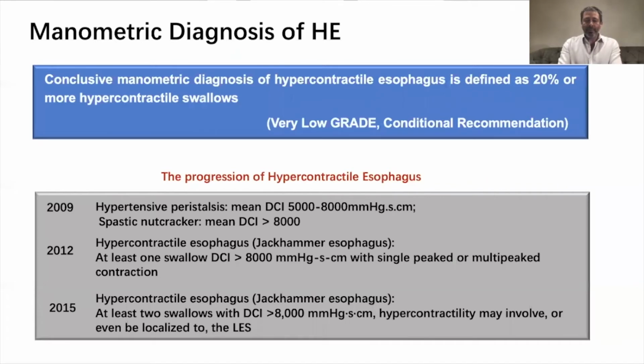This definition of hypercontraction has progressed through the different versions of the Chicago classification. The first iteration described the nutcracker esophagus, whereby the DCI was between 5,000 and 8,000, and spastic nutcracker as being over 8,000. The second iteration described jackhammer esophagus as being hypercontractile with just one DCI of over 8,000. And the third required at least two DCI measurements of over 8,000, which may or may not include the lower esophageal sphincter. These are all based on single water swallows.